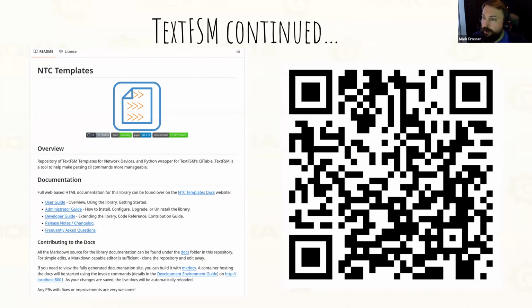This is the one I was referring to, the community. Basically, this is maintained by the Network to Code community. They have so many great operational parsers for many, many systems, and a lot of systems are built off of this.